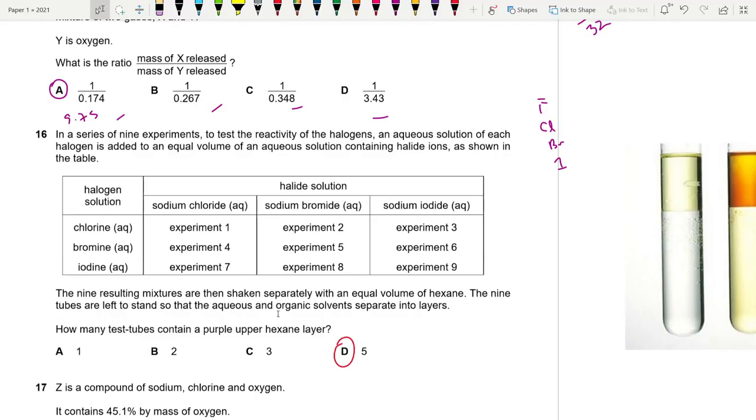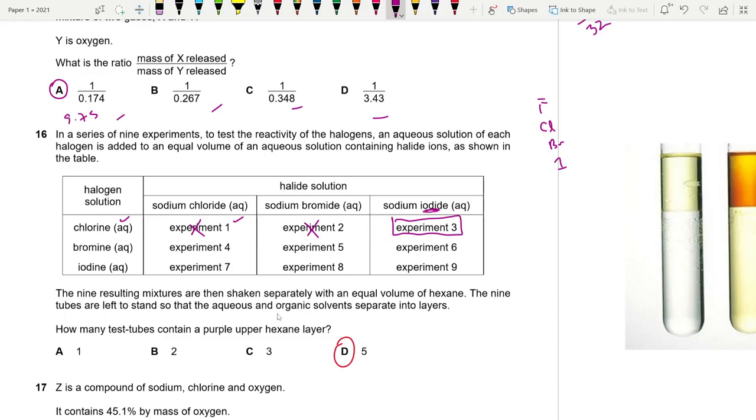How many test tubes contain a purple upper hexane layer? Remember, the purple layer is actually due to iodine. So if iodine is liberated, we are going to get the purple layer. Chlorine won't react with chloride, so there's no chance of getting iodine. Chlorine will react with bromide, but we get an orange solution, so it's not the answer. Chlorine will react with sodium iodide to form sodium chloride, and we liberate iodine as a purple solution. So this is correct. We have one winner.